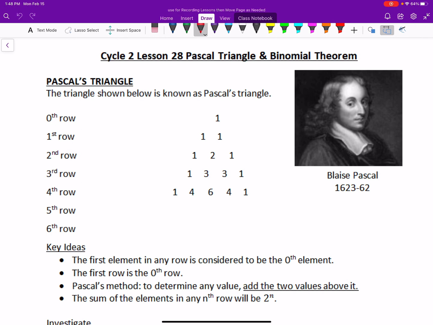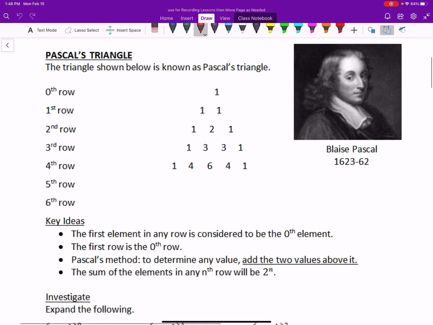In this lesson, we're going to look at something called Pascal's triangle and the binomial theorem. We're going to see how it relates to the binomial theorem. You may have come across Pascal's triangle before, but in case you haven't, here's how it works. It's this relationship between numbers.